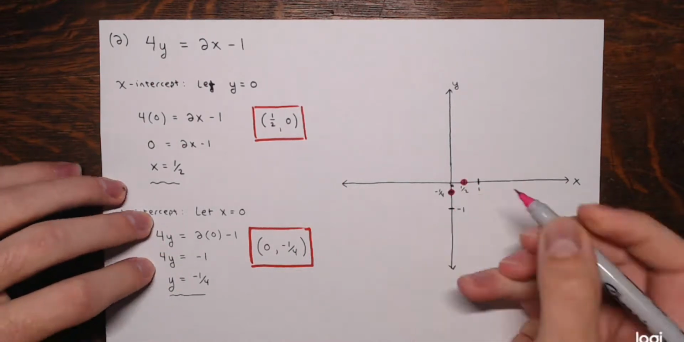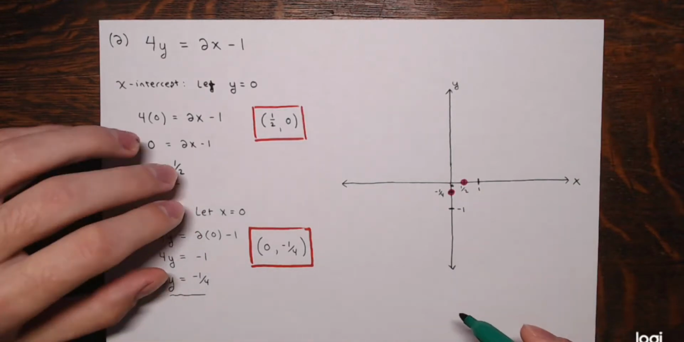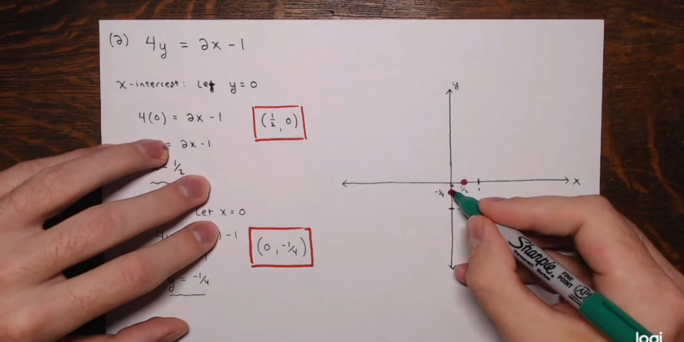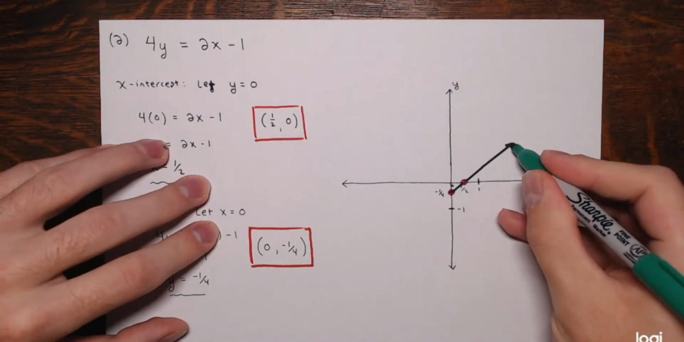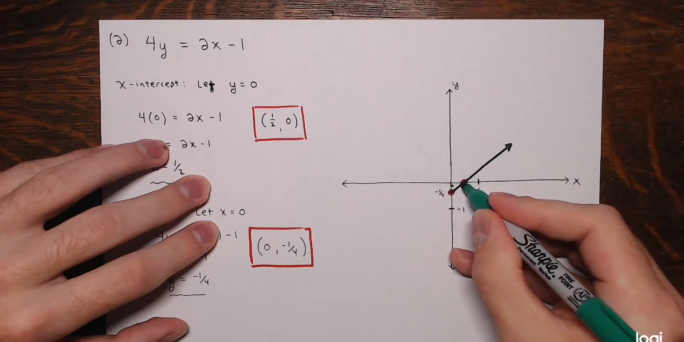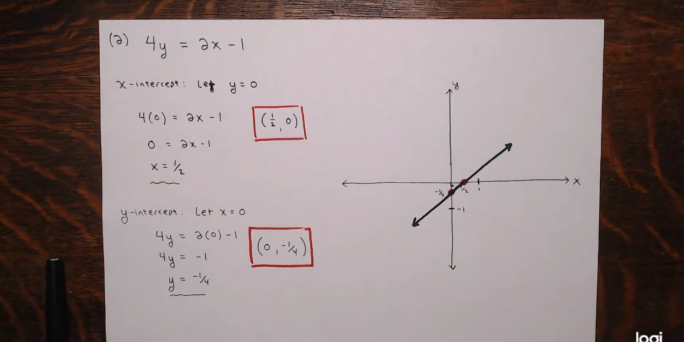There's 0, negative 1/4. Right, and then the rest of the graph, being a linear equation, should fall along the same line as these 2 points. Right? So a line going up to the right that way forever, and down to the left that way forever. Right? And you plot the rest of the points. Great.